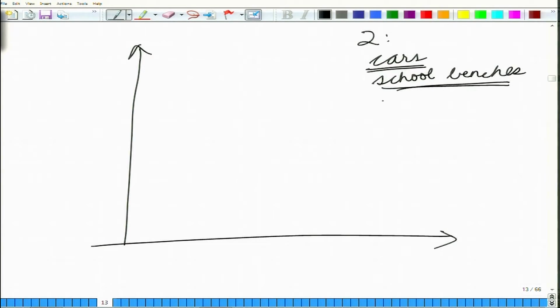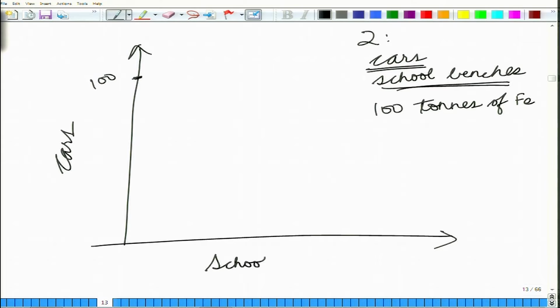So, let us say that in this fictional country we have, say, 100 tons of iron and steel. With that 100 tons, we can make cars, and if we put all of it into cars, let us say that we are able to make 100 cars. On the other hand, if we use all of it to make school benches, then probably we will be able to make, say, 10,000 school benches.